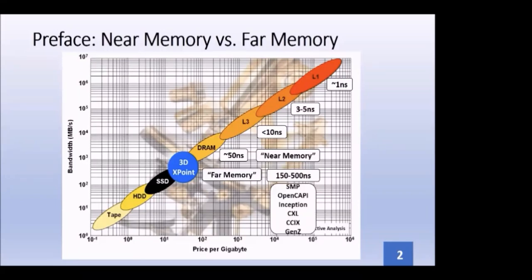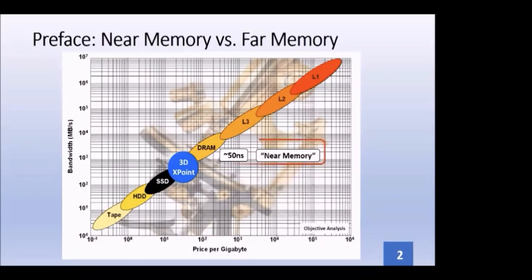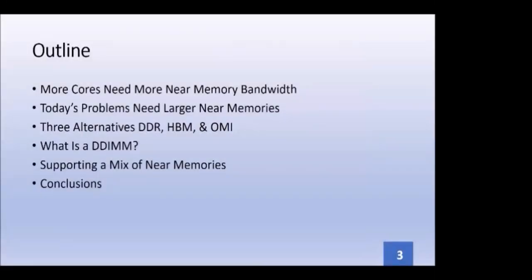The focus of this presentation is on near memory, specifically DDR, HBM or high bandwidth memory, and OMI, the Open Memory Interface. With that in mind, I will discuss the need for near memory bandwidth and for larger near memories. I'll follow with some real-world examples of the three current near memory interface types: DDR, HBM, and OMI. After an explanation of how an OMI DDIMM works, I will show how it can support the simultaneous use of a variety of near memory types.